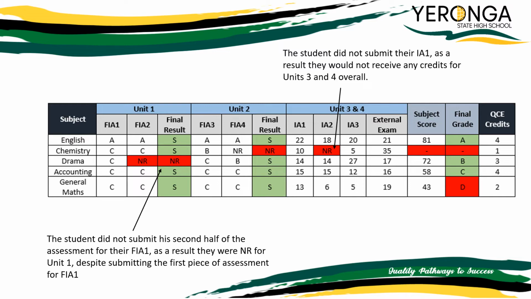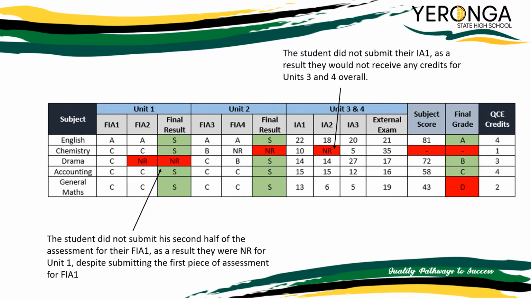Here for chemistry, we can see a student submitted their IA1, IA3, and completed the external exam. But because they did not submit their IA2 and received a not rated, they did not receive an overall subject score or final grade for chemistry.